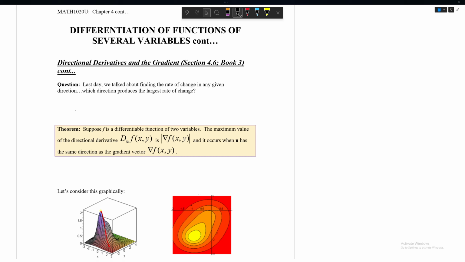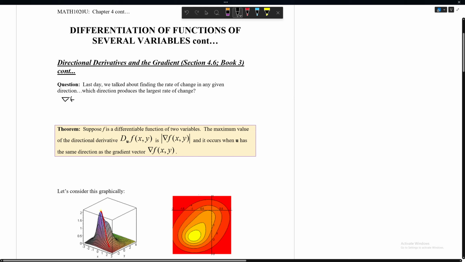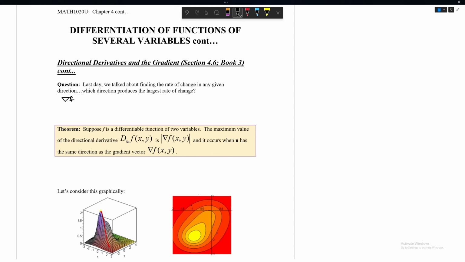So last lecture, we talked about finding the rate of change in any given direction. So this is our rate of change, our gradient, right? At any given direction, we did the dot product with our u, so we gave it the direction, we multiplied it by our gradient, and it gave us the rate of change in the direction of u, right? Excuse my writing.